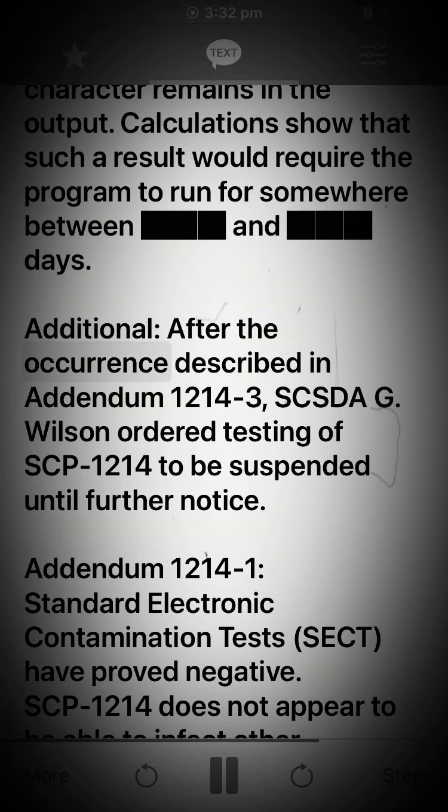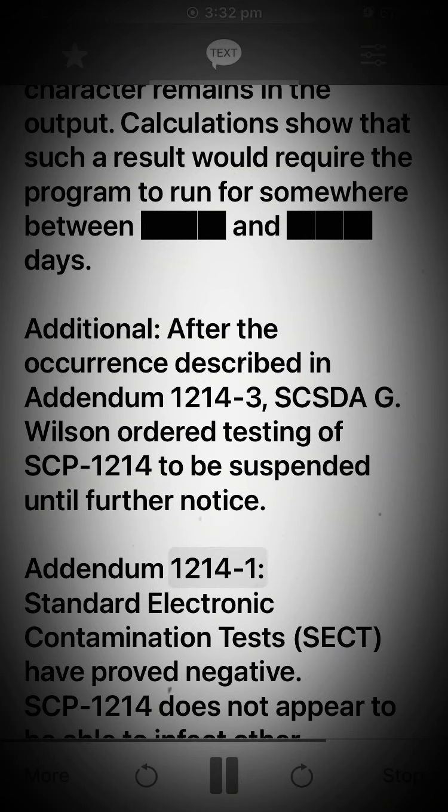Additionally, after the occurrence described in Addendum 1214-3, SCSDAG Wilson ordered testing of SCP-1214 to be suspended until further notice.